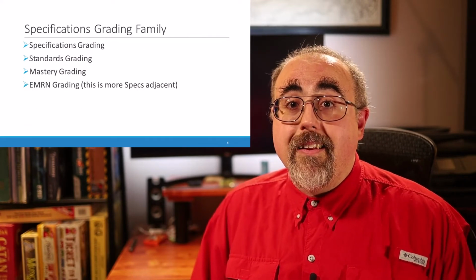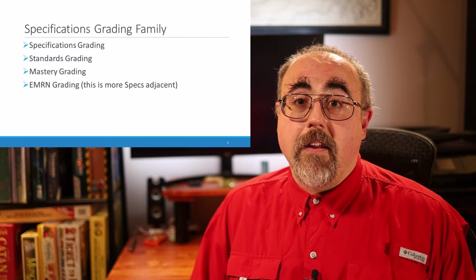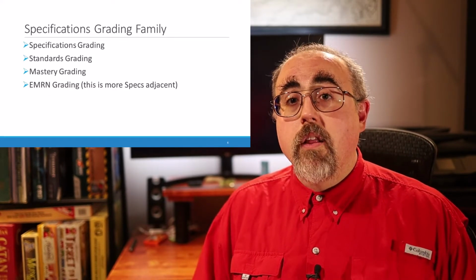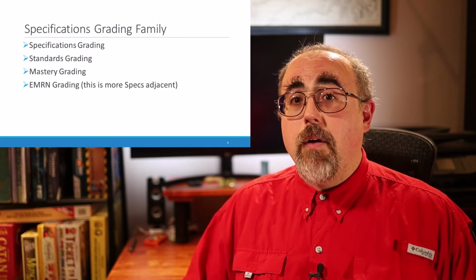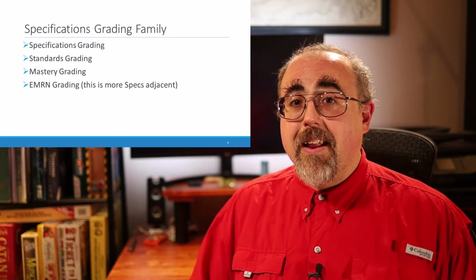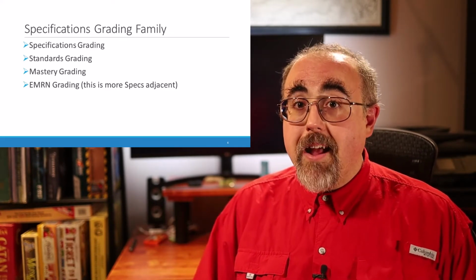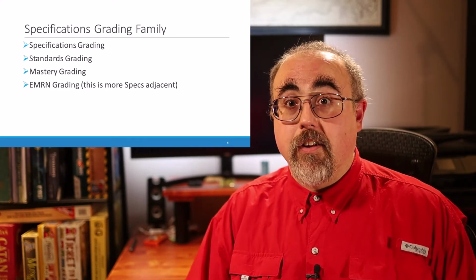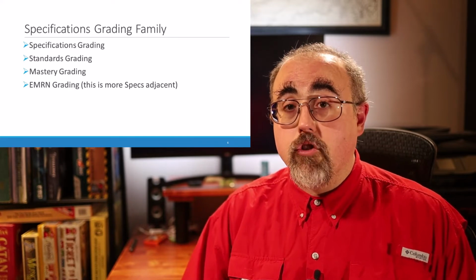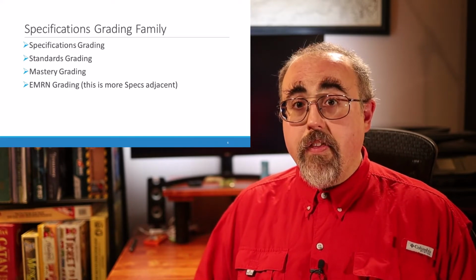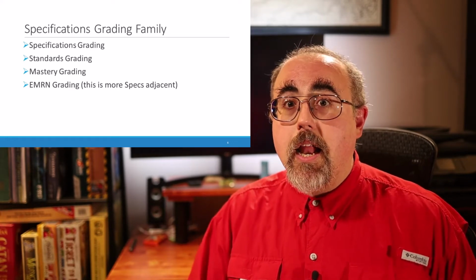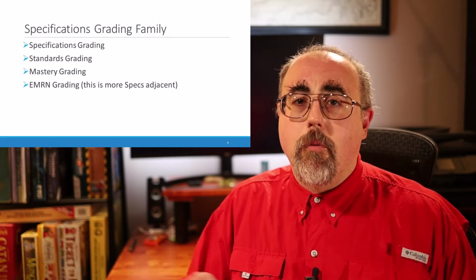Okay, so looking at the specs grading family, you've got what's typically just referred to as specs grading, kind of the core. There's standards-based grading, which I'll get to in a couple of slides, which is kind of a modification of specs grading. Mastery grading, which is really a modification of how you're going to put that into the grade book. It's a fairly drastic modification. And then there is, and I'm going to have to look at the paper for this, EMRN. I cannot get that. There's no, well, there's a vowel, but it's not pronounceable.